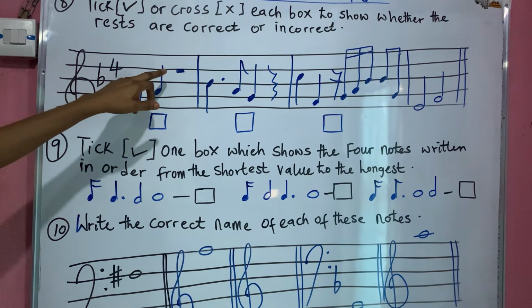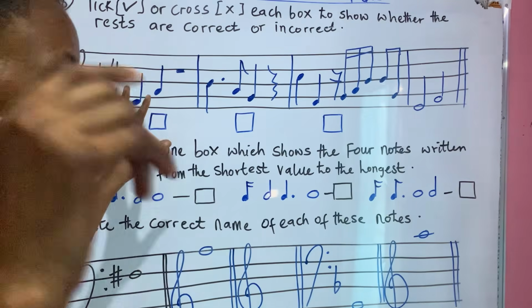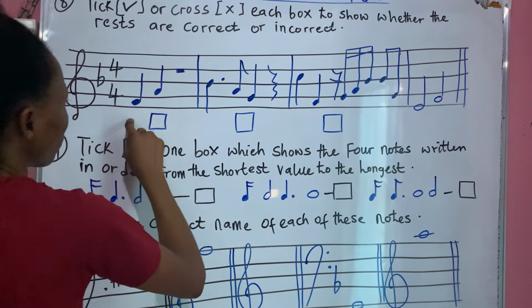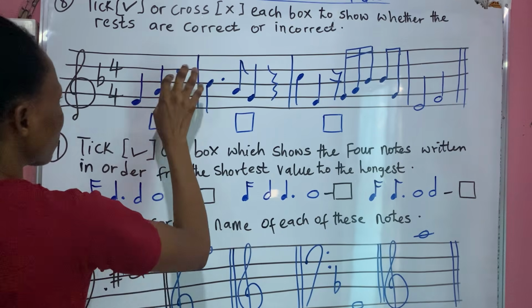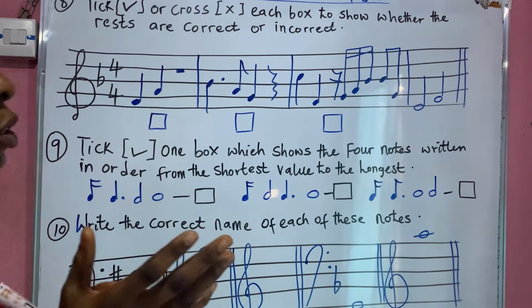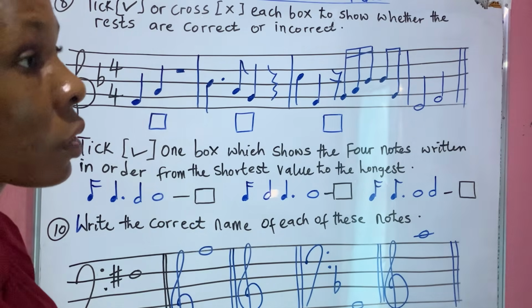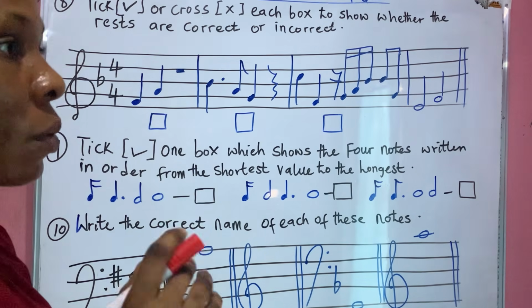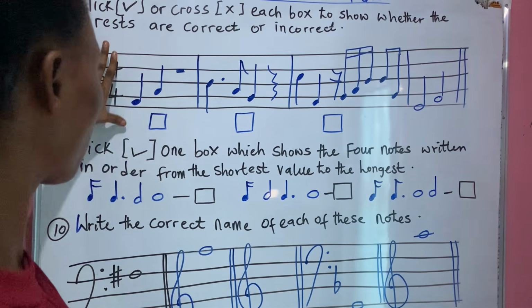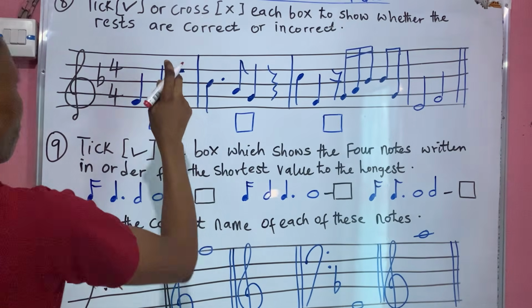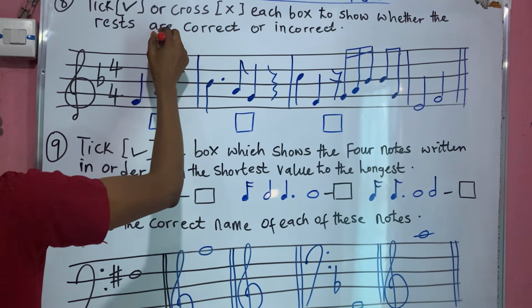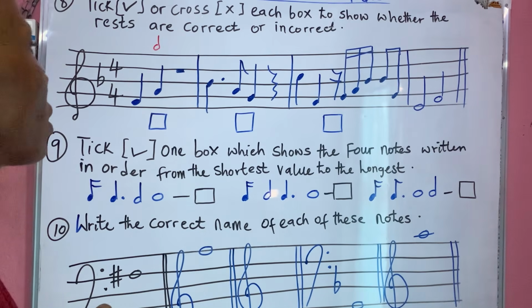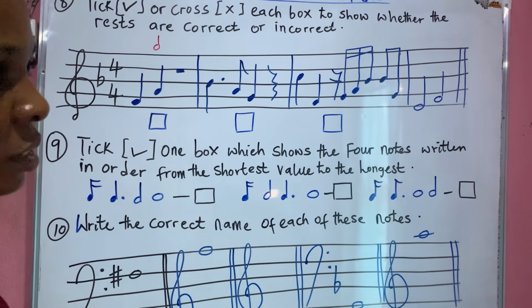Now let's see if this rest is going to make this bar correct. We have here 1 2. So that means we already have 2 crochet beats, because 4 4 means 4 crochet beats. Is this rest correct to complete 4 crochet? Let's see. Now we'll need 2 more crochets to complete the bar. But is this a minim rest?